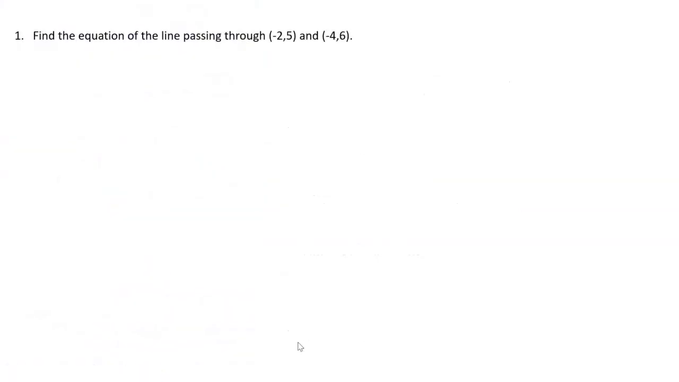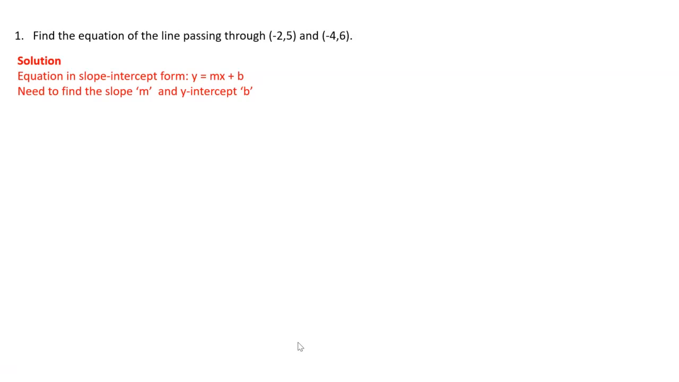This is number 1 on the exam review. It says find the equation of the line passing through the points (-2, 5) and (-4, 6). Now guys, we have to put the equation in the form y = mx + b, which is called the slope-intercept form. For that, we need to find m, which is my slope, and b, which is the y-intercept.